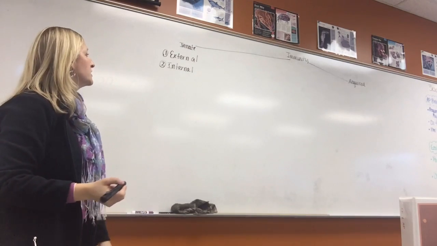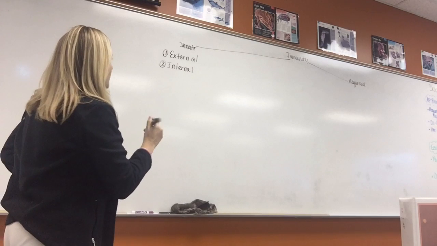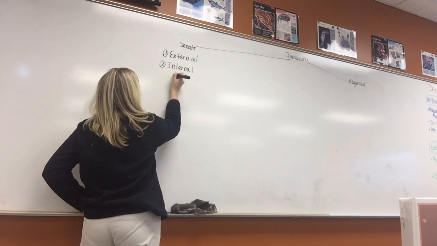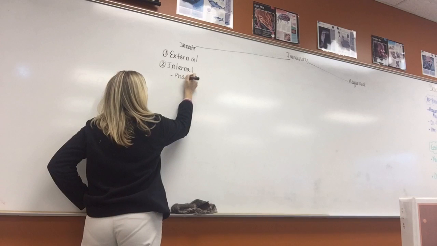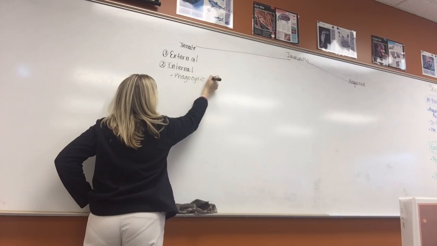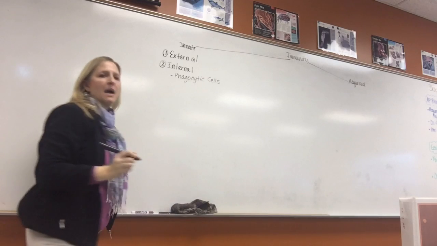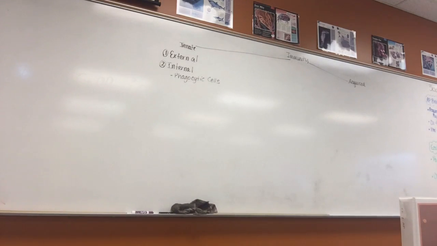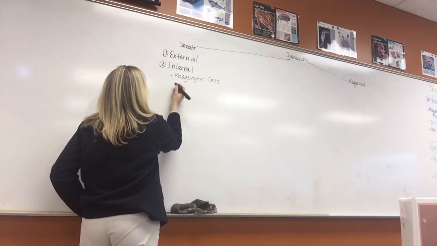And the part that relates to the acquired immunity that we're going to talk about today, and kind of relate the two together, is with the phagocytic cells. So I'm going to write here phagocytic cells. Can somebody remind me what phagocytic cells do? What do phagocytic cells do? That's correct. All right, so they go through this process of phagocytosis.